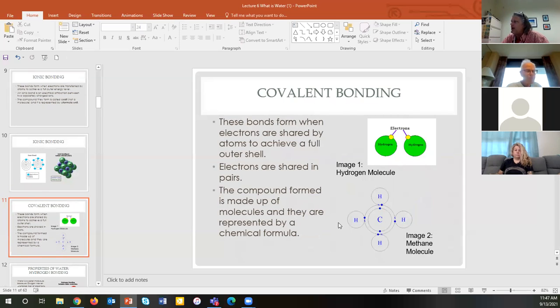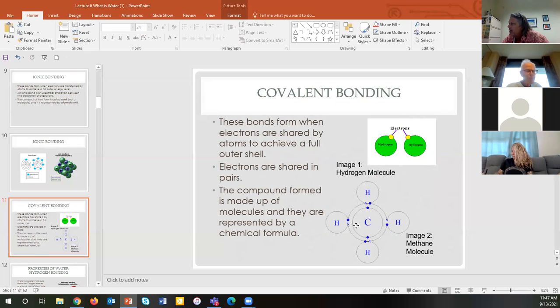Covalent bonding is when electrons are shared. This image right here, let me make it a little bigger, is methane, our simplest natural gas. We mentioned natural gases. Methane's the smallest because it only has 1 carbon. And ethane has 2, and butane has 3. So the more you add, it changes its name. So in this hydrocarbon, hydrogen is sharing an electron with carbon. So now carbon has a full outer shell, and hydrogen has a full outer shell. So you have a molecule.